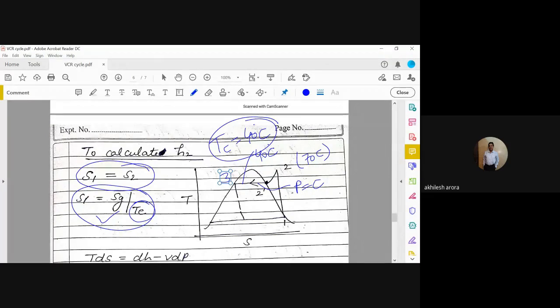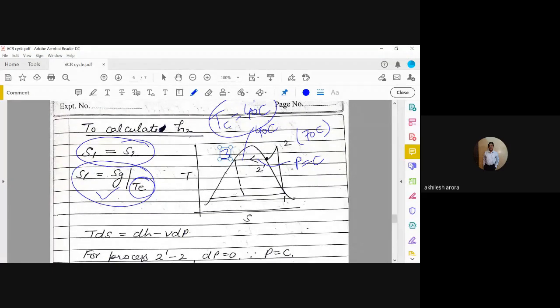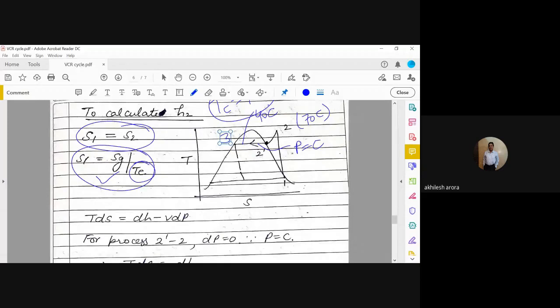Now, having calculated the value of S1, we know that S1 is equal to S2. My purpose is to calculate H2. So what I can do is consider that the refrigerant at state point 2 is behaving like a perfect gas.